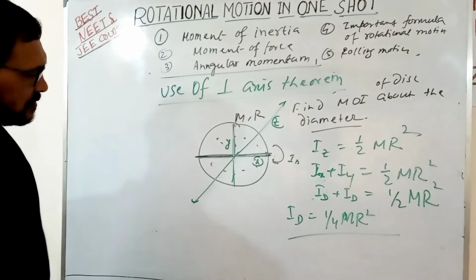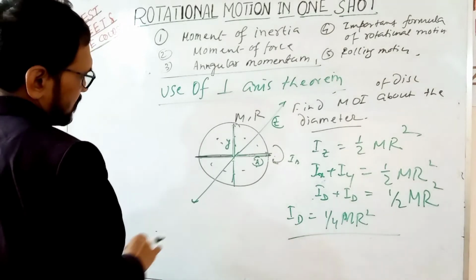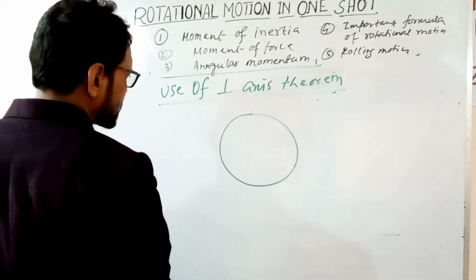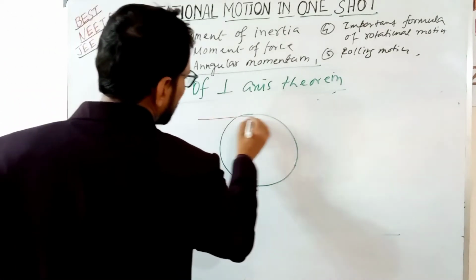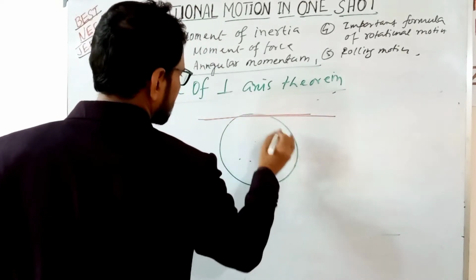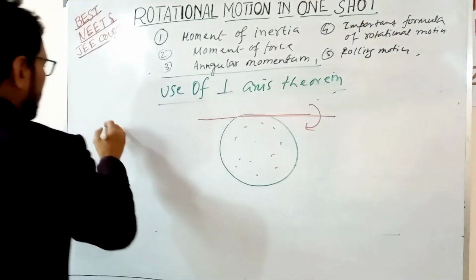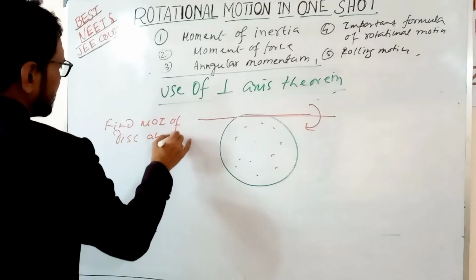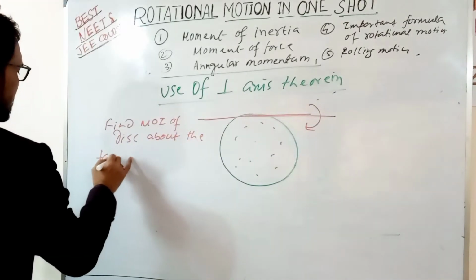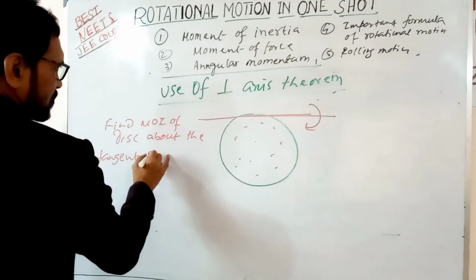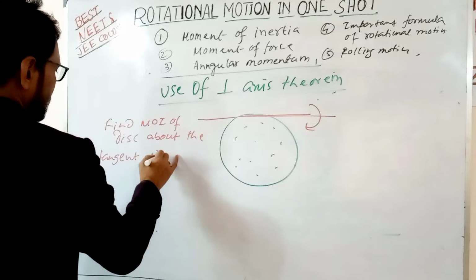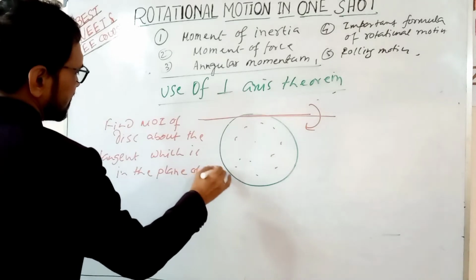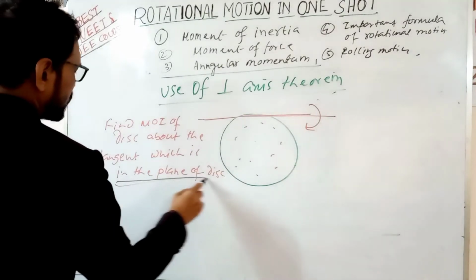That is when we have to calculate the moment of inertia about any axis which is in the plane, where both the parallel axis and perpendicular axis theorems are required. Suppose we are asked to find the moment of inertia of the disk about the tangent which is in the plane of the disk.